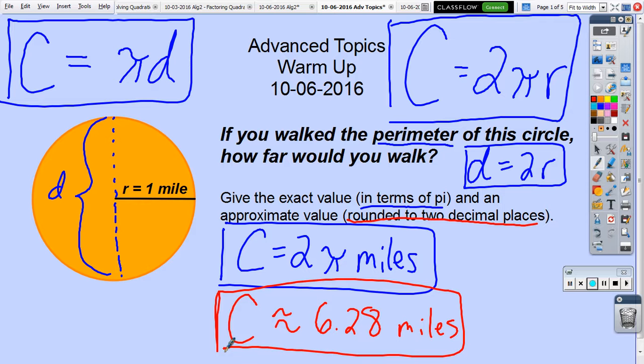So now you know if there was, let's say, a yard or some sort of track where the radius was 1 mile, which would be a crazy huge track, the distance, the perimeter of that circle, is over 6 1/4 miles. That's a huge circle. It is.